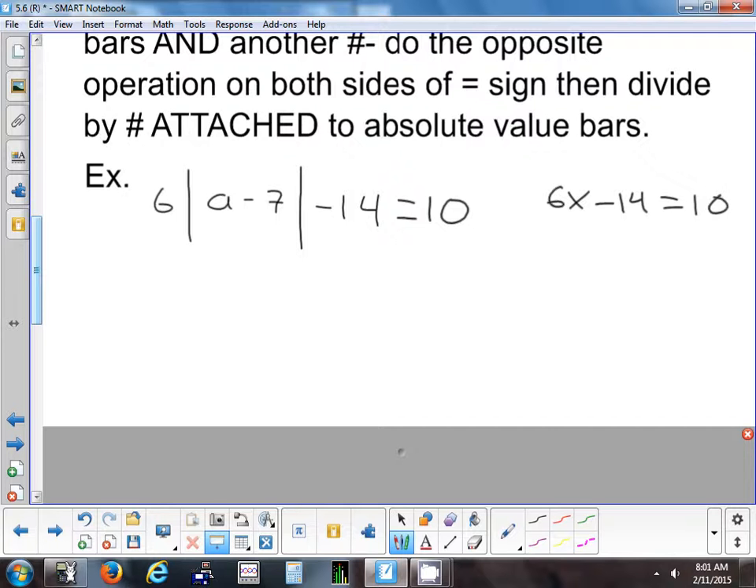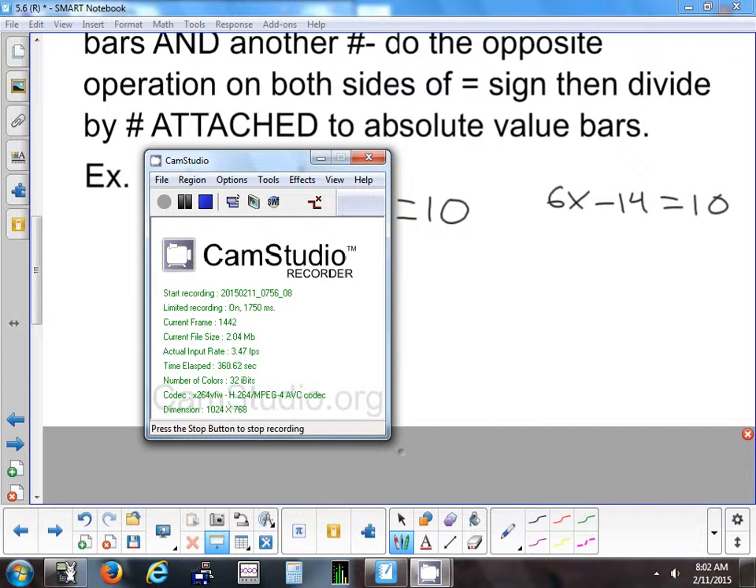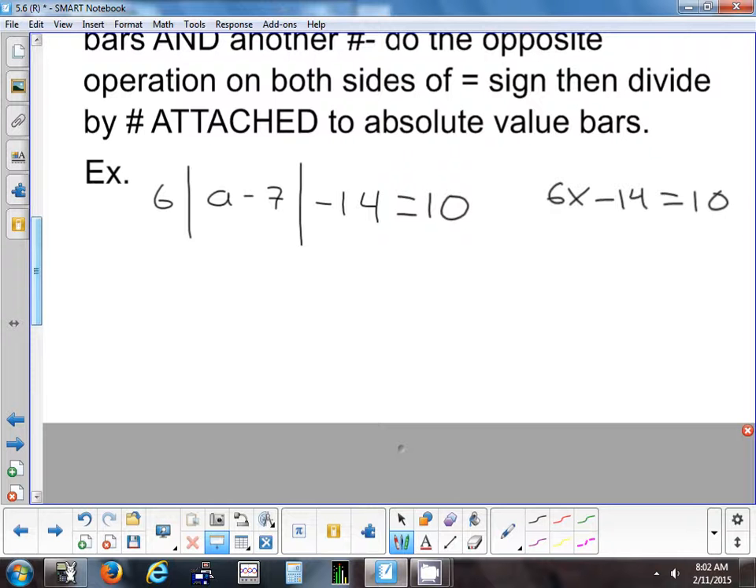Both equations basically say 6 times something minus 14 equals 10, whether that something is an absolute value expression or just a single letter by itself. The steps are the same to get that value by itself. And remember, we follow our SAM method.